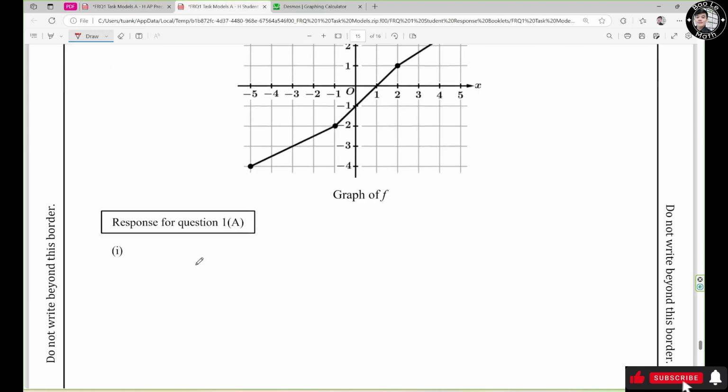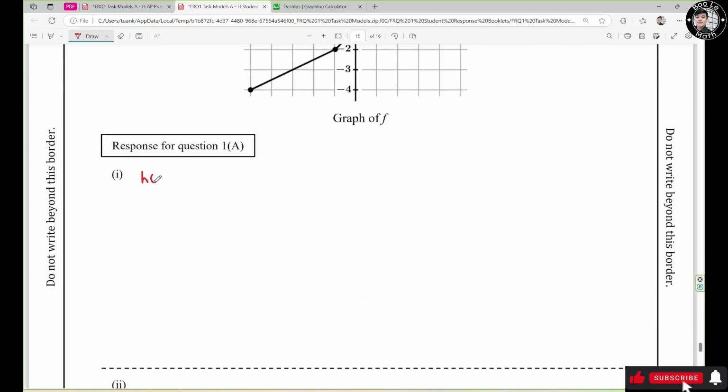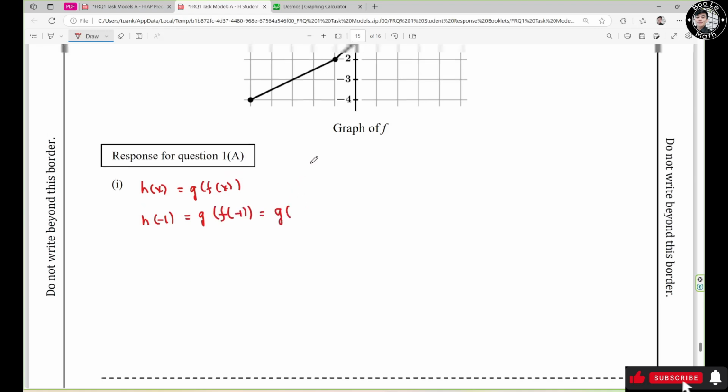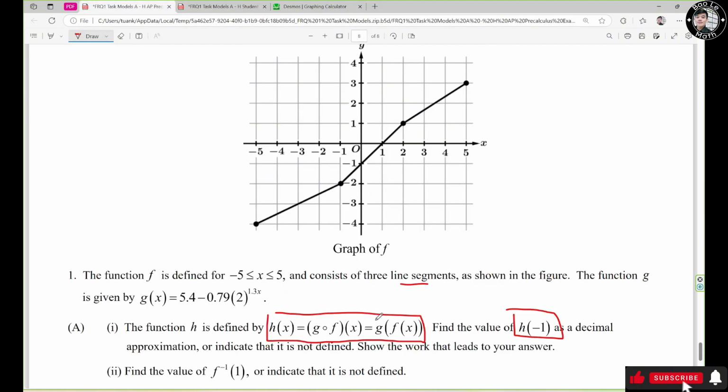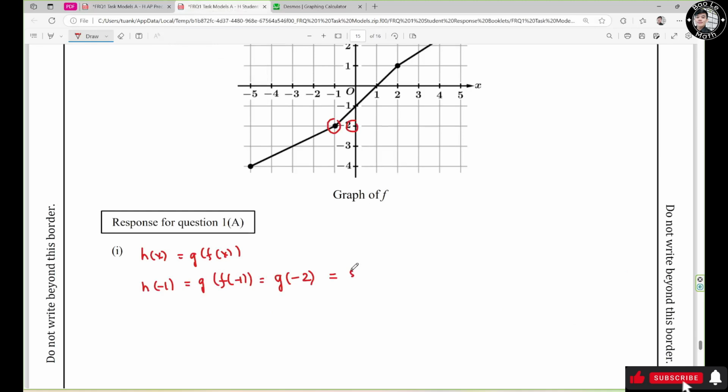So we have h of s equals g of f of s. Now, h of -1 equals g of f of -1. f of -1 is right here, -2, so it is g of -2. Now we need to substitute -2 for s into this function right here. So we have 5.4 minus 0.79.